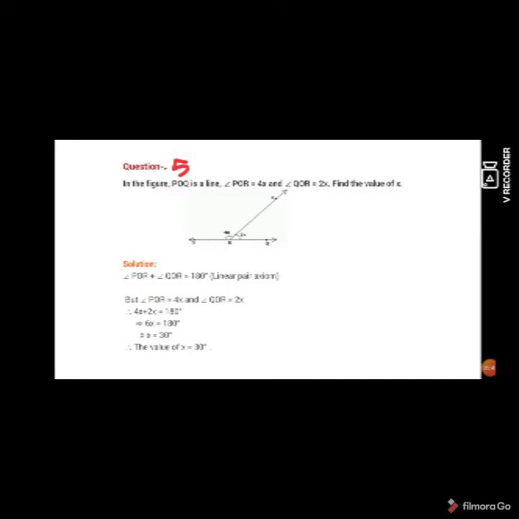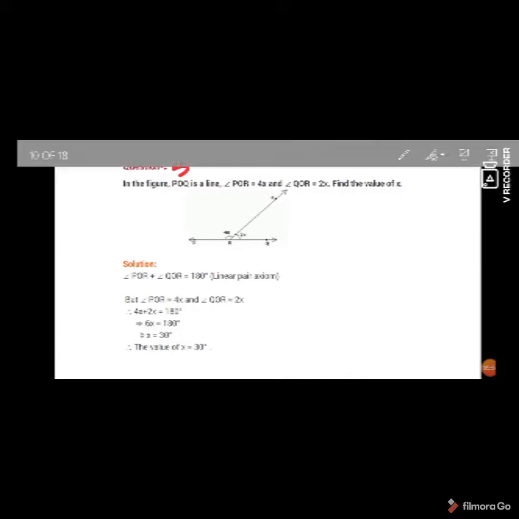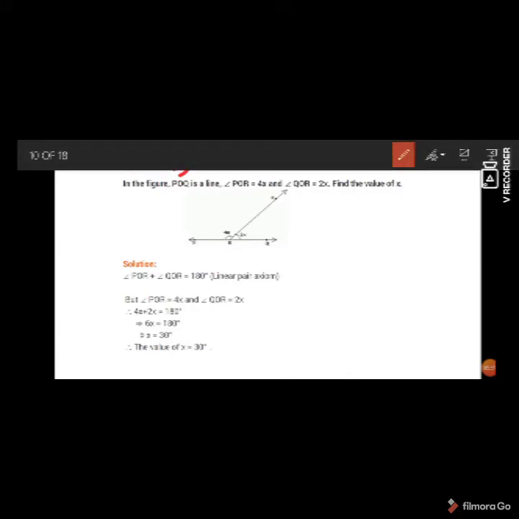Now question number 5 says, in the figure POQ is a line. Angle POR is equal to 4x and angle QOR is equal to 2x. Find the value of x.